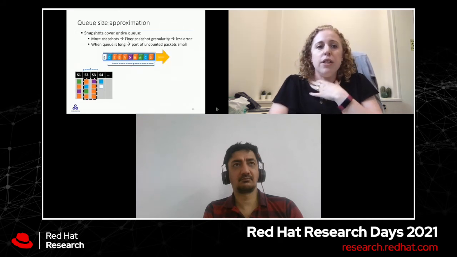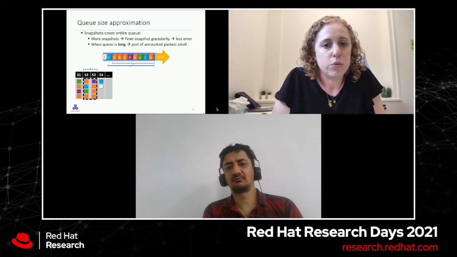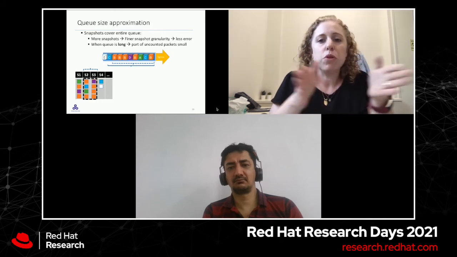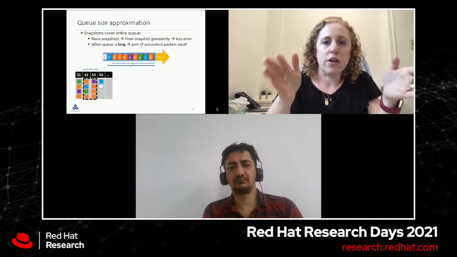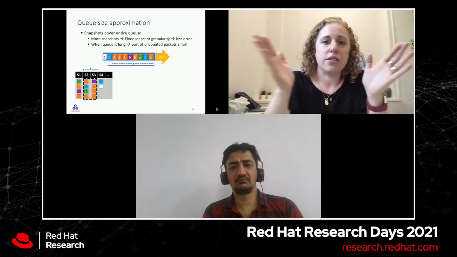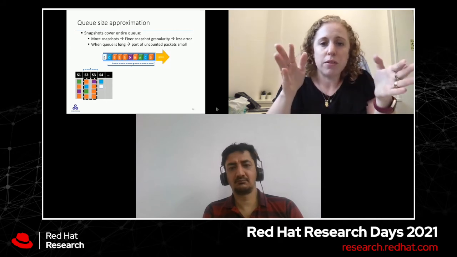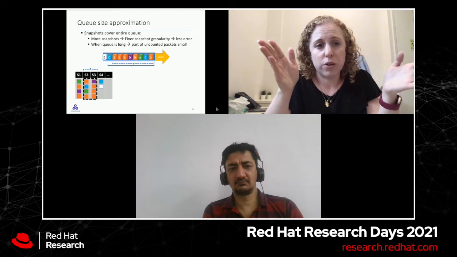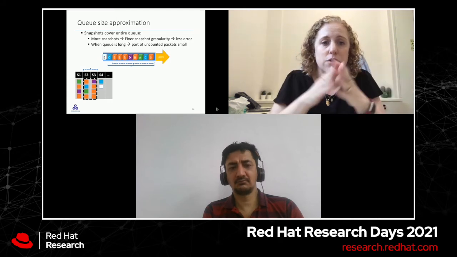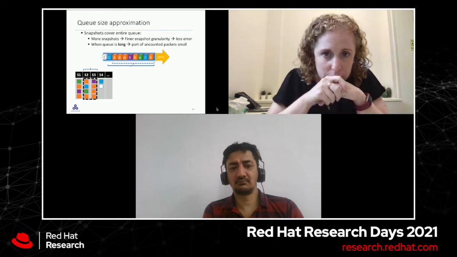So these snapshots do come at the expense of accuracy, but we're going to show that the error is not going to be too big. The snapshots will cover the entire queue. So the more snapshots, the fewer packets that we place in each, and therefore we get less error. What I mean by this is that if we have 4 snapshots, each snapshot is going to maintain a fourth of the queue.